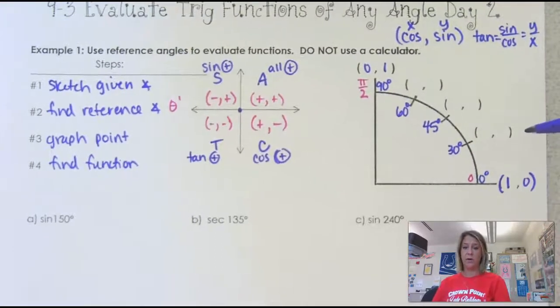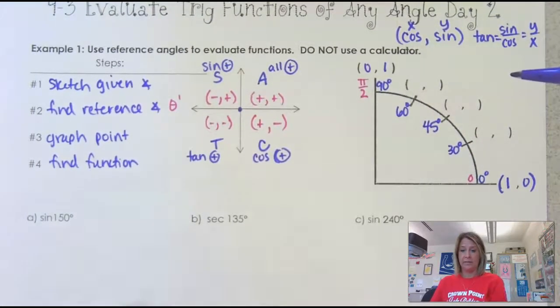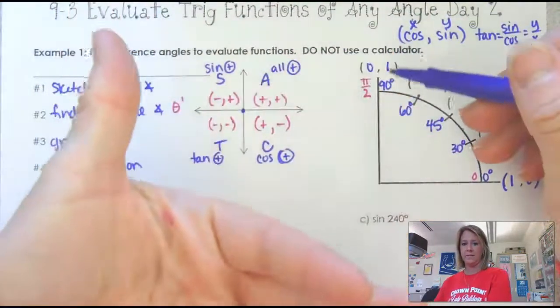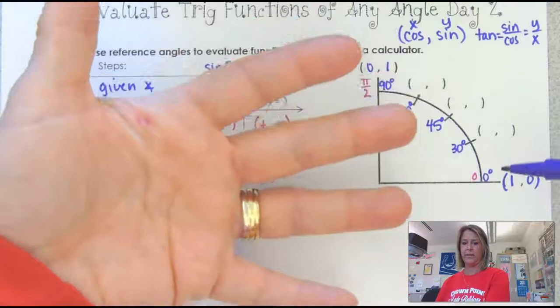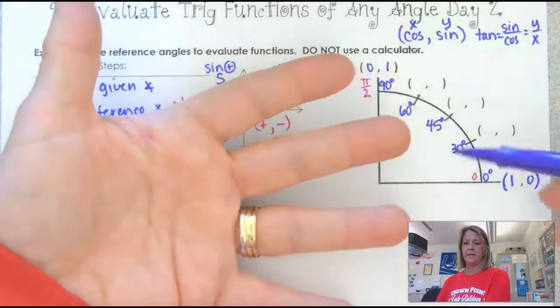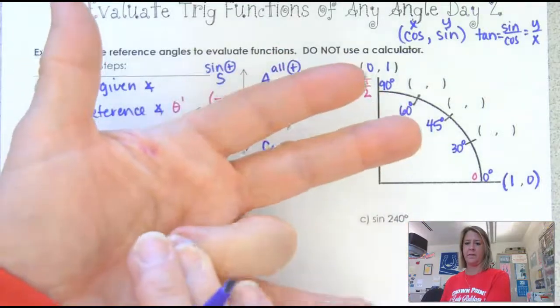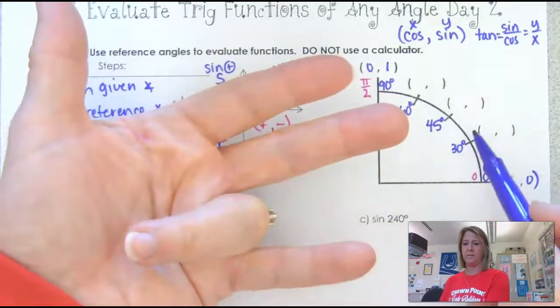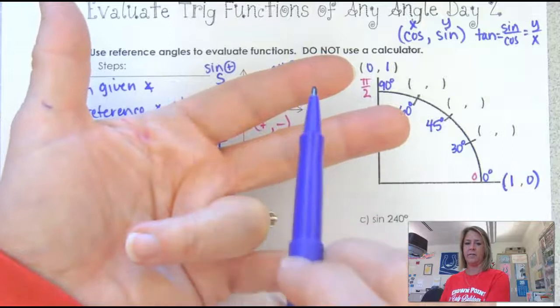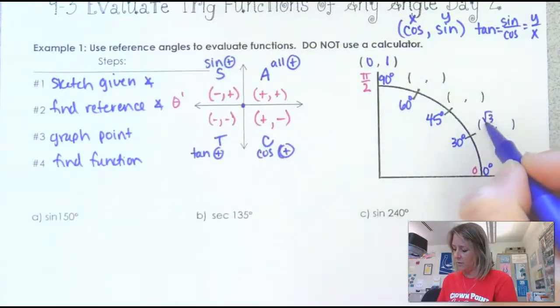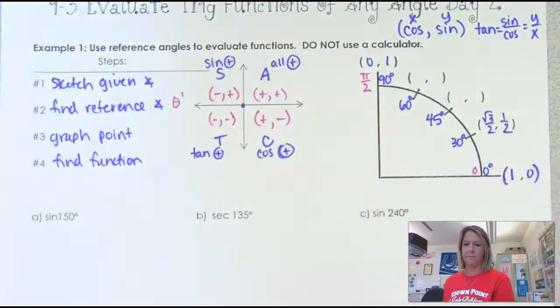So if you remember that handy dandy hand trick, I don't know if I can put my hand on here. My thumb is the 90 degree, my pinky would be the 0 degree, and let's say this is 30, 45, and 90. If I put down my 30 degree finger here, I've got 3 fingers on the left and 1 finger on the right. So this is radical 3 over 2, 1/2.